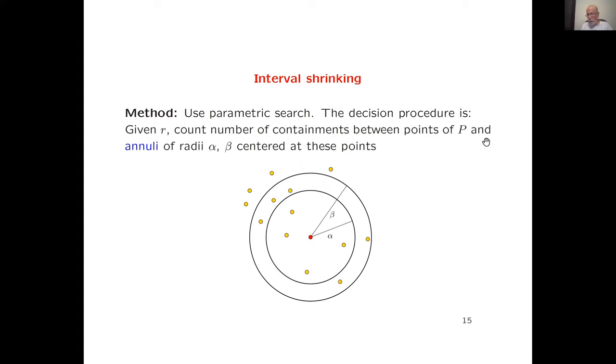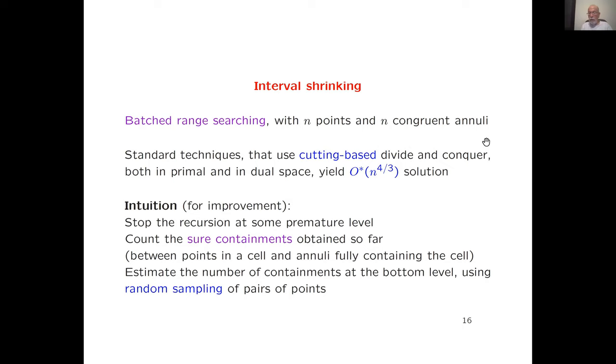So if I know how many such containments between points of P and annuli I have, I will know how many distances lie between alpha and beta. Okay, this is a decision procedure for the parametric search. Now to solve it, you need something that is called batched range searching, where we have n points and n congruent annuli of radii alpha and beta centered at the points. And we want to find the total number of point-annulus containments. And this is standard. For this particular problem, you use cuttings in the plane, which partition the plane into cells, each containing a small number of points, and is crossed by the boundaries of a small number of annuli. And you solve each cell recursively.